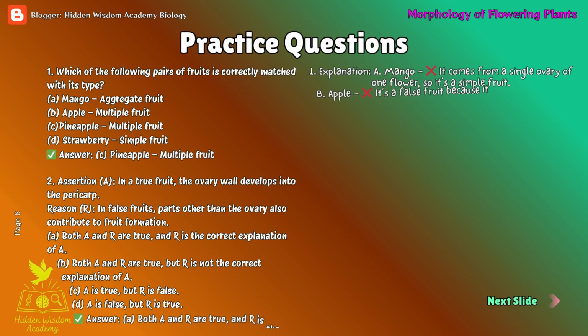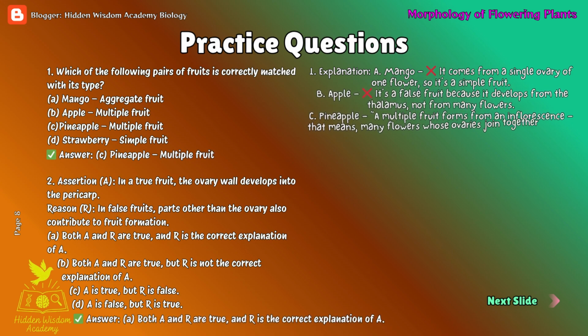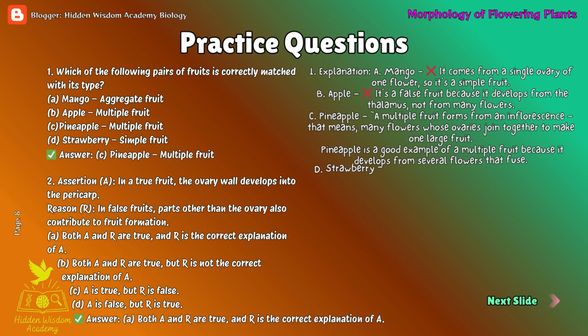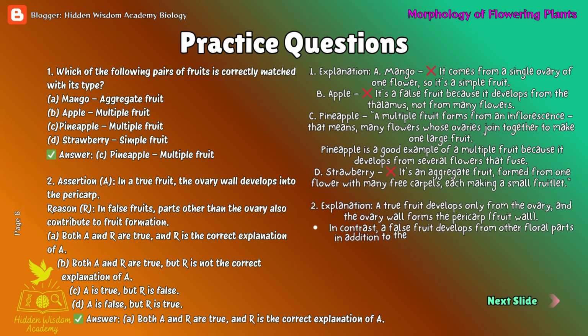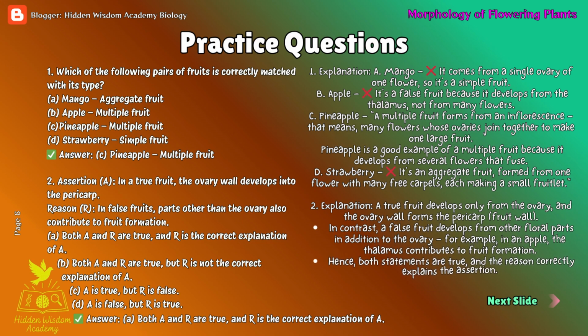Let's practice few questions to test your knowledge. Let's start with question 1. Which of the following pairs of fruits is correctly matched with its type? Option A: mango, aggregate fruit. Option B: apple, multiple fruit. Option C: pineapple, multiple fruit. Option D: strawberry, simple fruit.